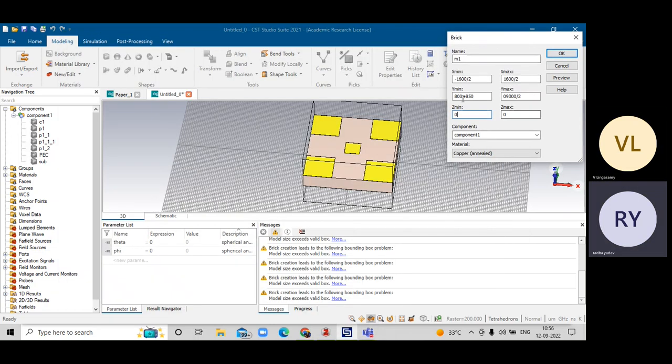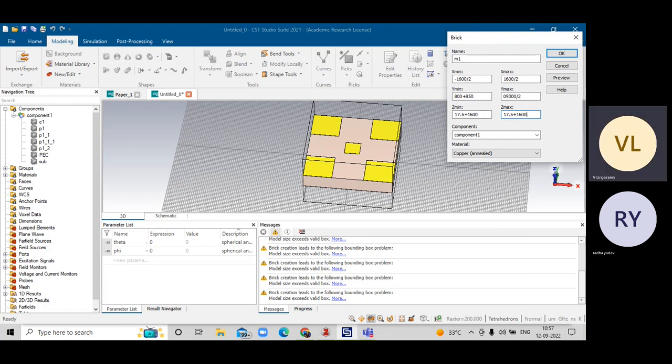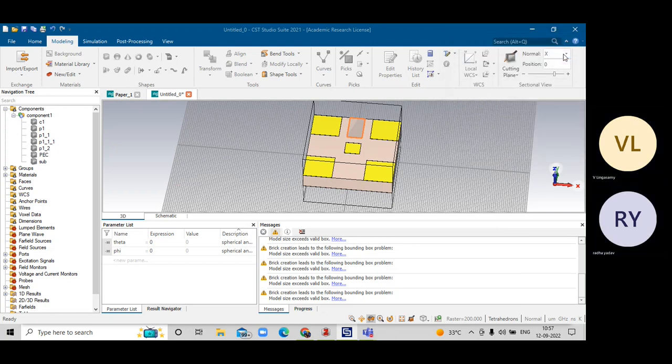Okay, sir. So that will be 17.5 plus 1600. Yeah. Plus, no, there will be no plus. Uh, 9300 by 2 you put, right? You can just remove the zero. Okay, sir. Is it okay now, sir? Yeah, it's okay.